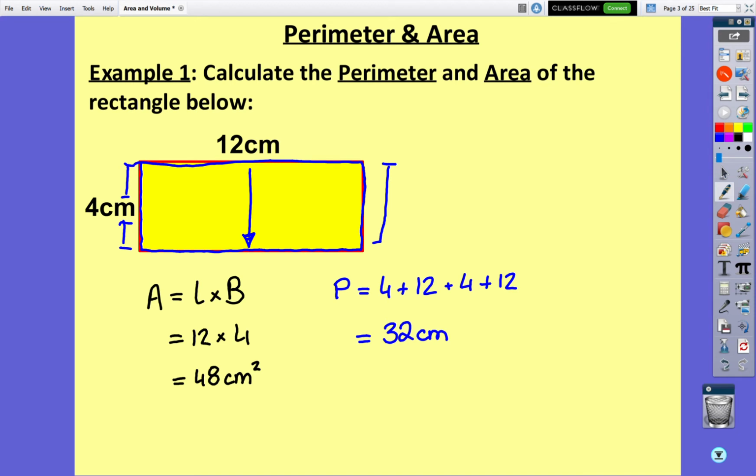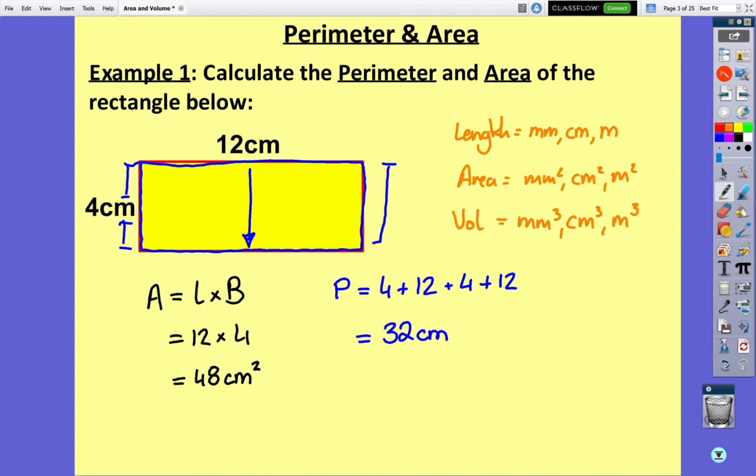So our 3 sets of units, if you like, are length, which is like millimetres, centimetres, meters; area, millimetres squared, centimetres squared, meters squared or kilometres squared; and volume in length terms would be millimetres cubed, centimetres cubed, and meters cubed. For volume you can have things like millilitres and litres, but we are not interested in them. Okay, all we're interested in is the length units.